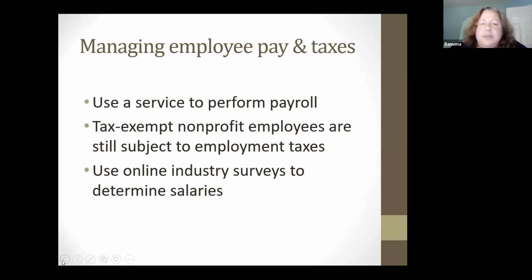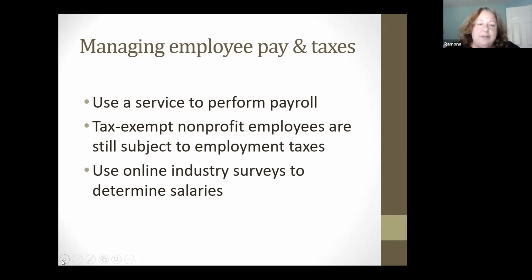And then there also was a question, and the question again was just managing employee pay and taxes. I wasn't quite sure exactly or specifically what the person was asking, but I threw these items out there. If you are starting up now with employees, you're growing, getting bigger, no matter what it is you're doing, for profit, not for profit, you need to use a service to perform payroll.